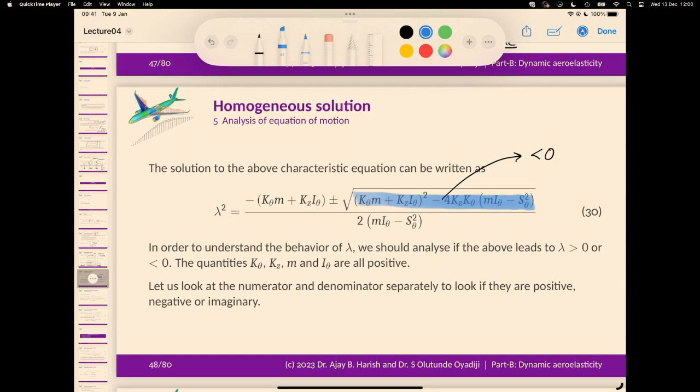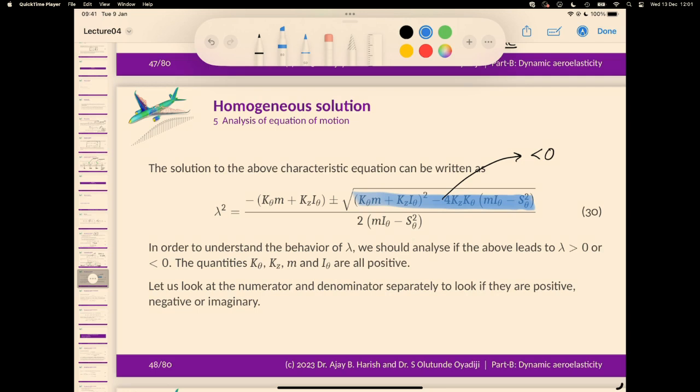And we wrote our characteristic equation. We took the determinant as zero, wrote the characteristic equation, which led us to some solution for our natural frequency. So now we have a question: even though all the terms are positive, mass, spring stiffnesses, moments of inertia, we don't know if lambda itself is positive, negative, or if it's going to be imaginary.